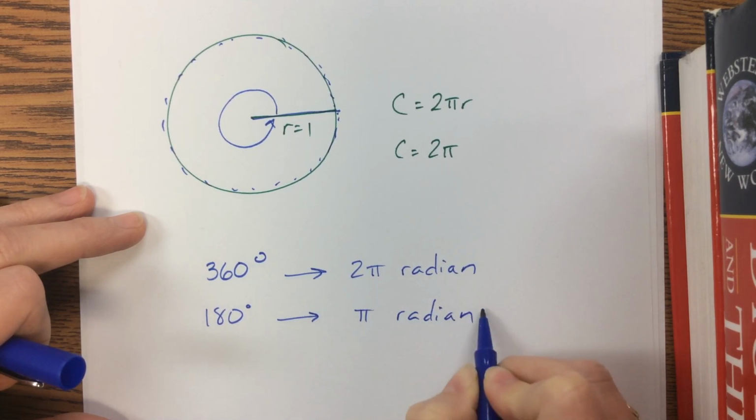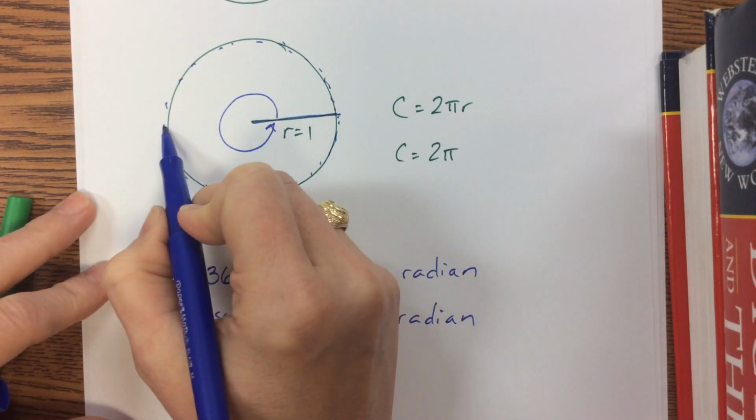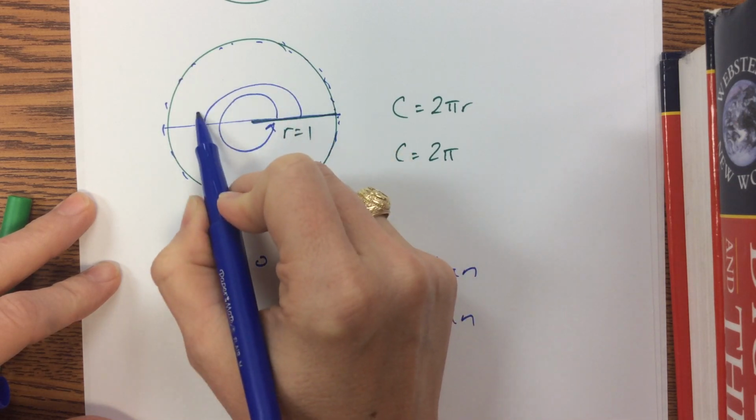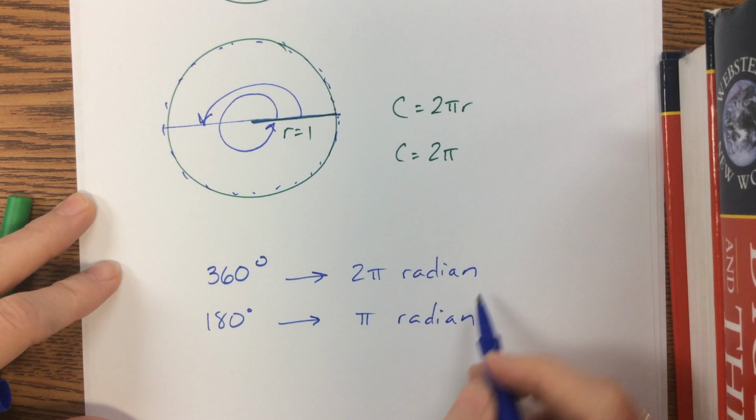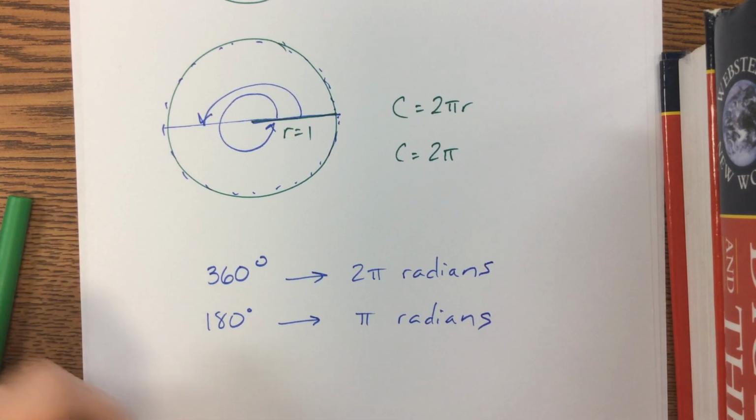So when we start looking at this, 180 degrees would go from here to here, and that is also known as pi radians. 2 pi radians, I guess they're plural.